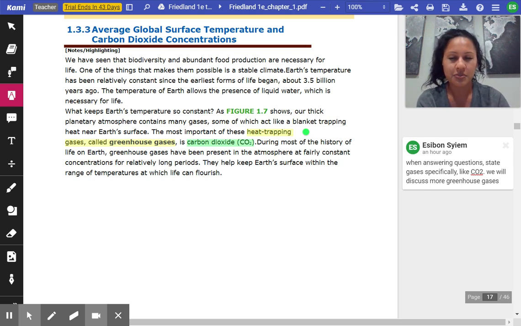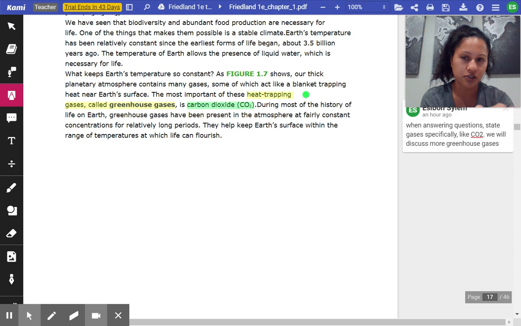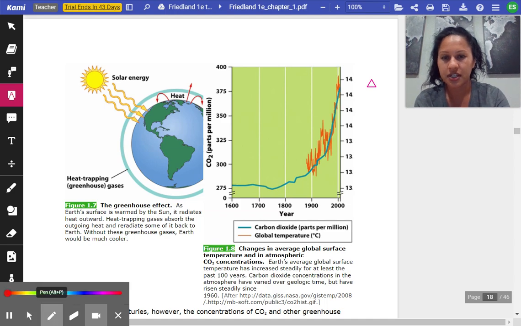One of the most common greenhouse gases is carbon dioxide, CO2. So when you're answering questions like FRQs or looking at your multiple choice, you want to think specifically about greenhouse gases. Then specifically state that CO2 is a greenhouse gas. Okay, so here is a graphic that I want you guys to know.